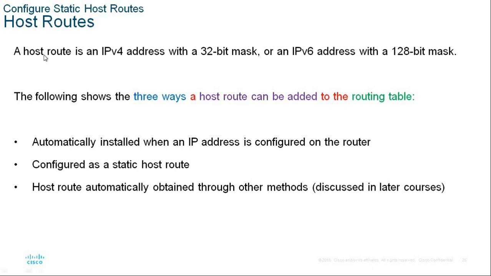Generally, if you go for the basics, the IPv4 address of any host is 32-bit, and an IPv6 address is 128-bit. See here, how many types of host routes are there? Three ways. Host routes can be added to the routing table through three different mechanisms. The first one is automatically installed when an IP address is configured on a router.